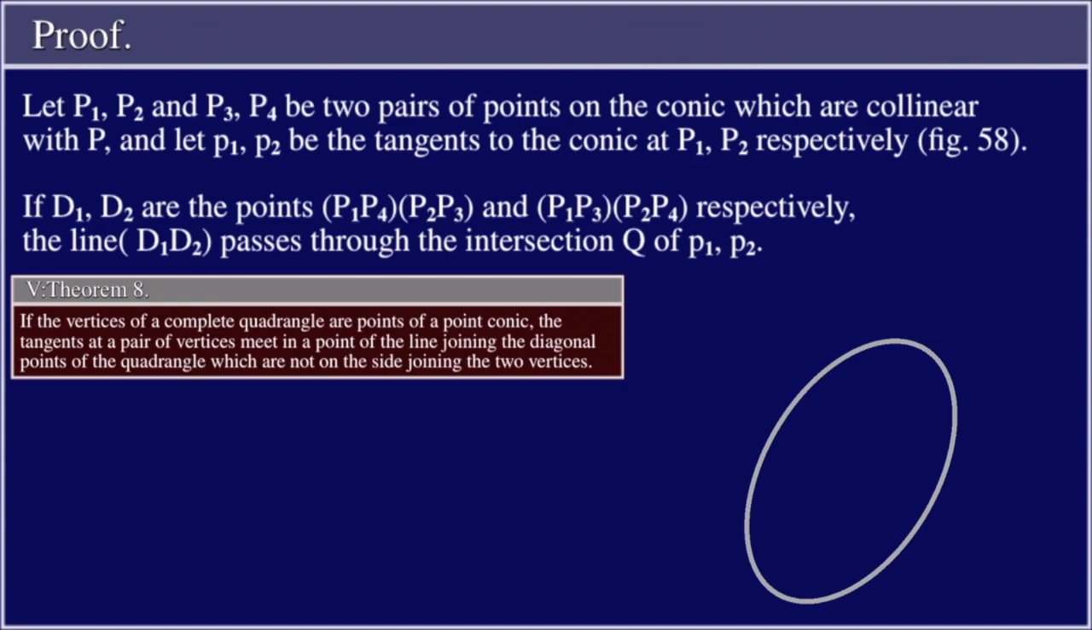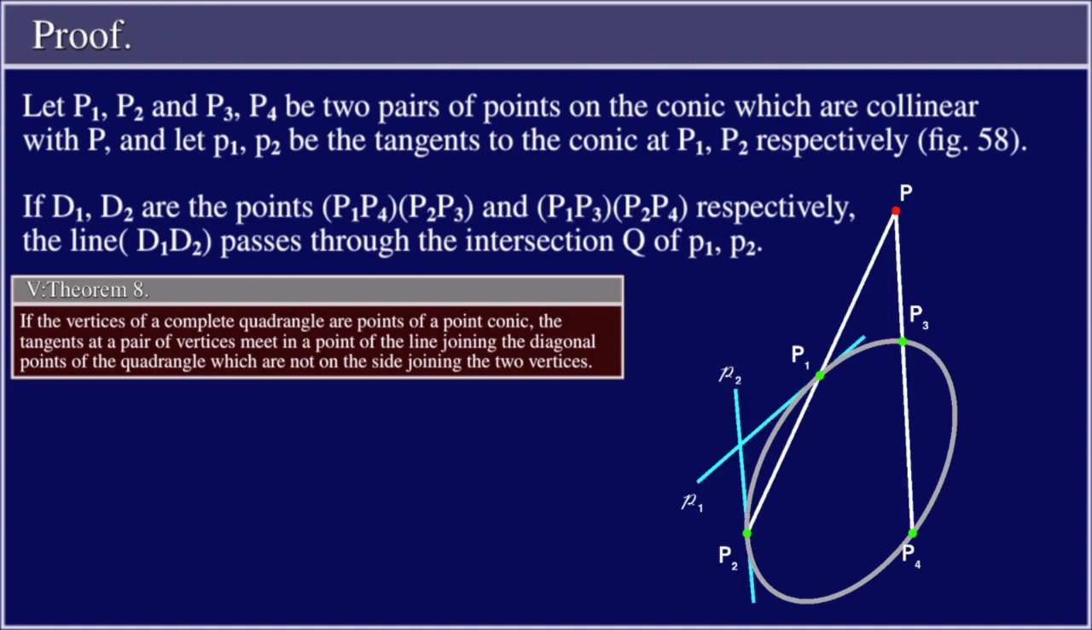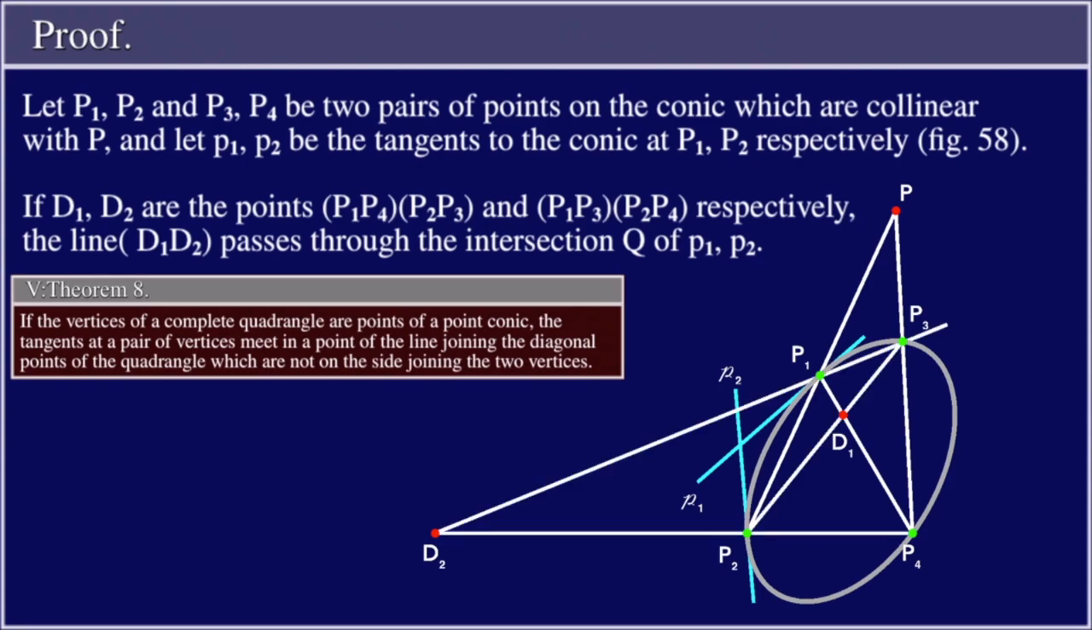Proof. Let P1, P2, and P3, P4 be two pairs of points on the conic which are collinear with P, and let p1, p2 be the tangents to the conic at P1, P2, respectively. Figure 58. If D1, D2 are the points P1P4 · P2P3, and P1P3 · P2P4, respectively, the line D1D2 passes through the intersection Q of p1, p2.